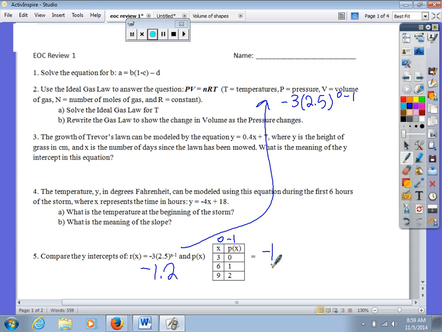Now what's larger? Negative 1.2 or negative 1? So all you would say is p of x is larger than r of x. Raise your hand if you got that right. If not, that's a hard one.